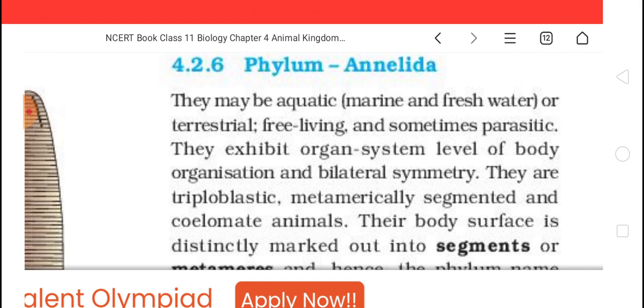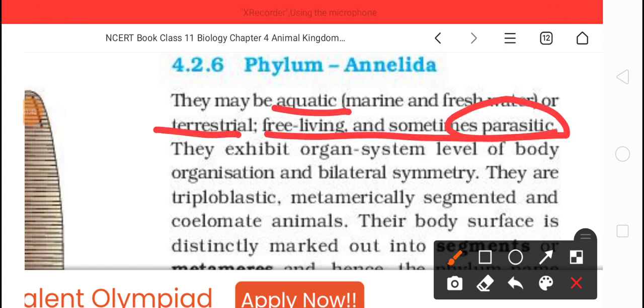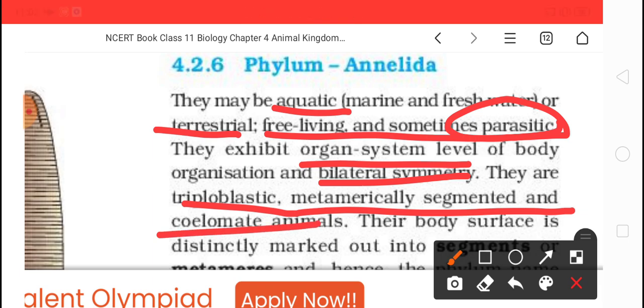Now, phylum Annelida, they may be marine, meaning aquatic, or terrestrial, free living, and sometimes parasitic. Whereas Aschelminthes were generally more parasitic. Now they exhibit organ system level of body organization. They are again bilaterally symmetrical, triploblastic, metamerically segmented, and coelomate animals. These points you just have to memorize, okay? That they are triploblastic, segmented, coelomate, whereas Aschelminthes were pseudocoelomates.